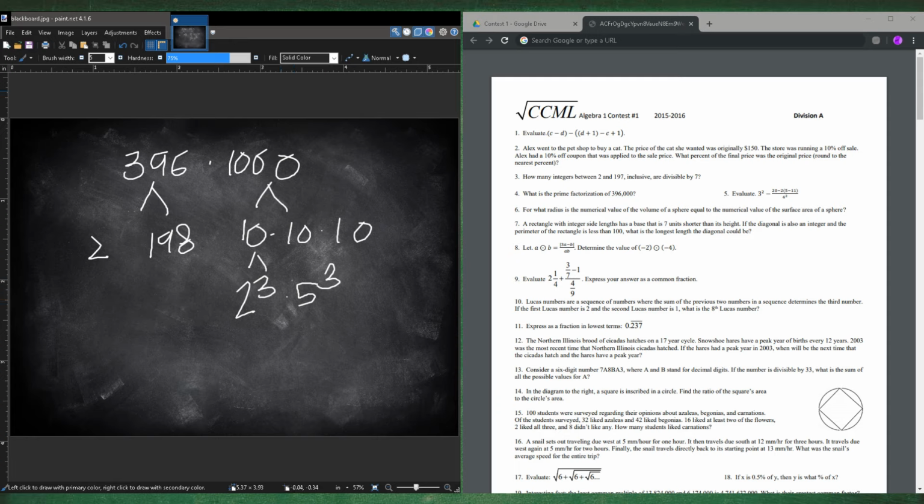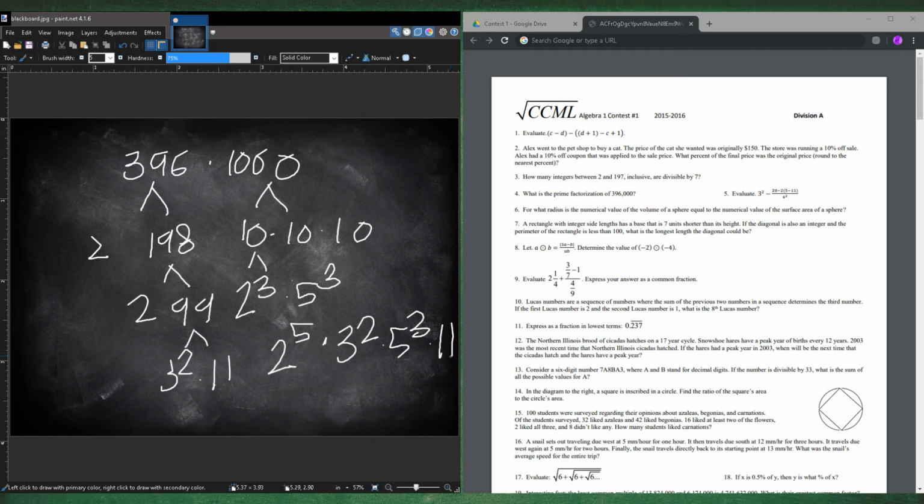So that's together as one. Divide 198 by 2 and you get 99, and that one could be 3 squared times 11. So the answer is 2 to the 5, because there's 3, 4, 5, times 3 squared, times 5 to the 3, times 11, which is the prime factorization. So that is the answer. Okay?